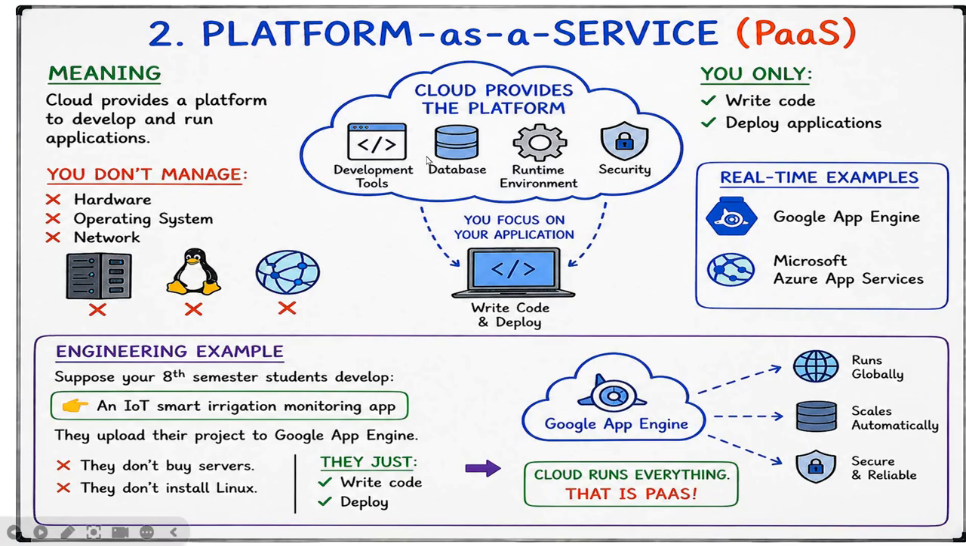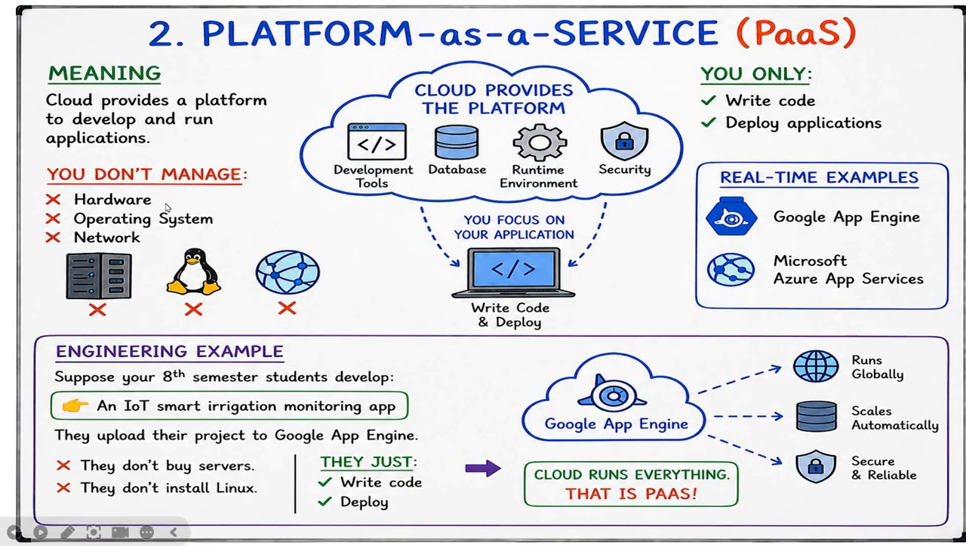So here you can see you have the cloud provider. The cloud provides the platform. Now inside the cloud you have certain components such as the development tools, database, then runtime environment and the security. And this means the cloud service provider offers all the necessary resources and the software tools which are required for the application development and deployment. So the developers can directly focus on coding and application functionality rather than the infrastructure management.